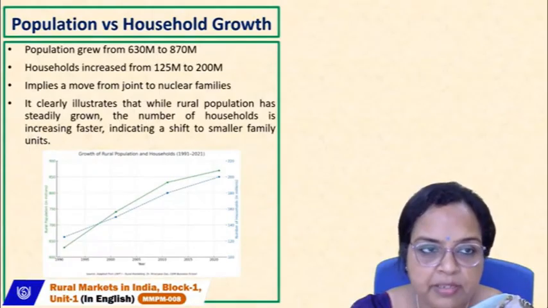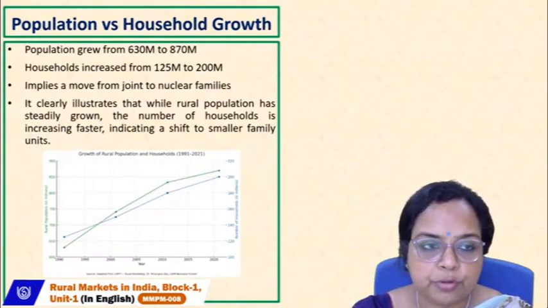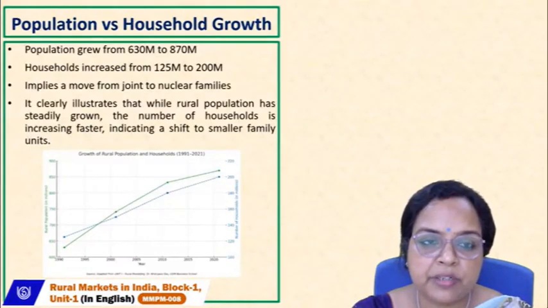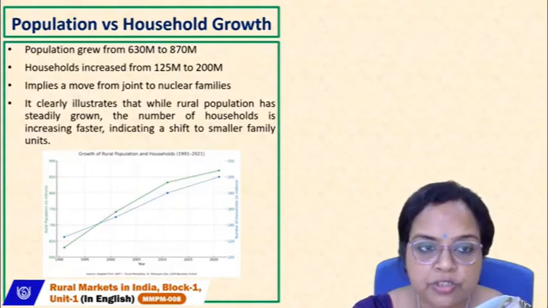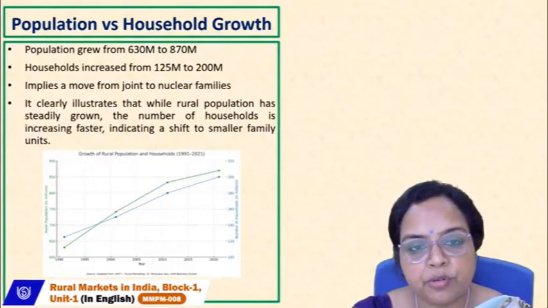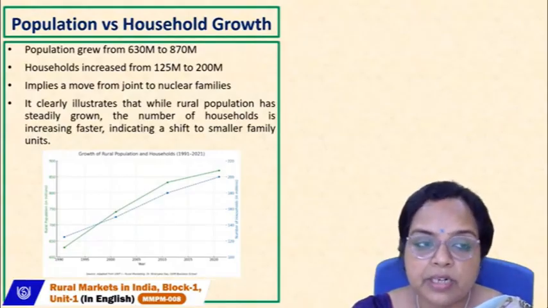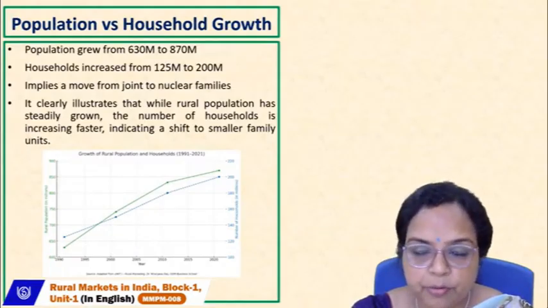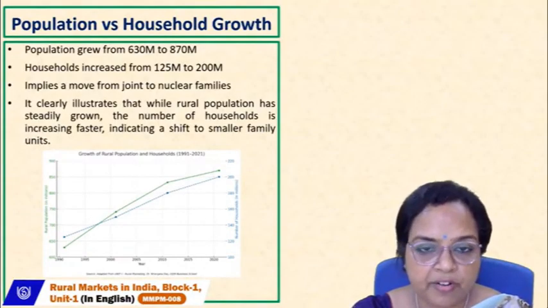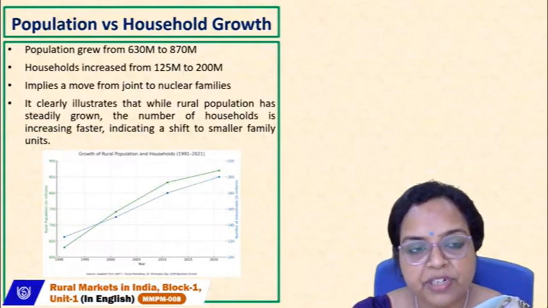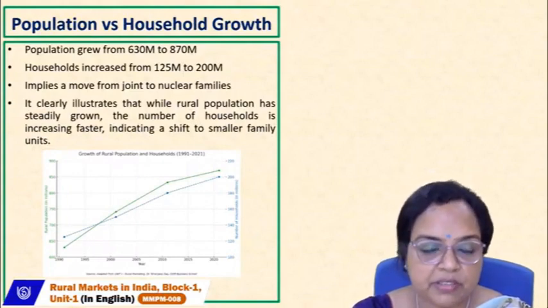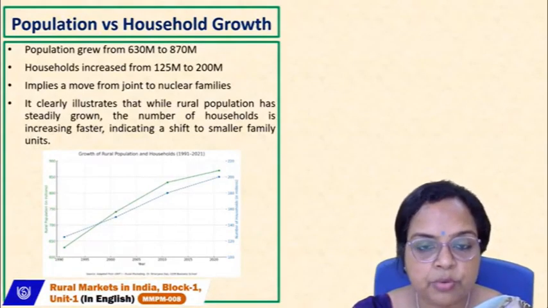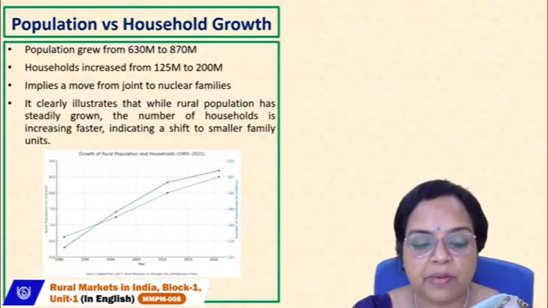Let's understand the first point, that is population versus household growth. Population grew from 630 million to 870 million. Households also increased from 125 million to 200 million. It implies what? It implies a move from joint to nuclear families. Previously, rural belts were having all joint families. Nowadays, they have shifted from joint family culture to nuclear families. It clearly illustrates that while the rural population has steadily grown, the number of households is increasing faster, indicating a shift to smaller family units.